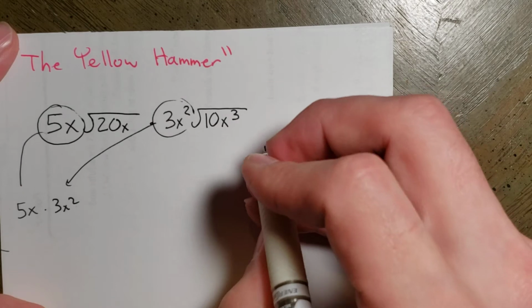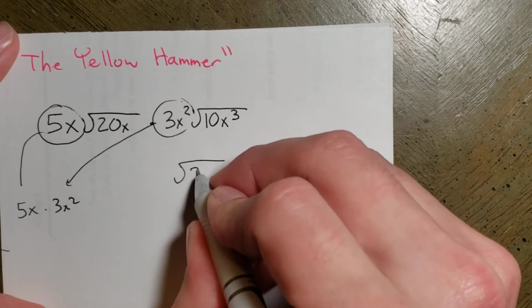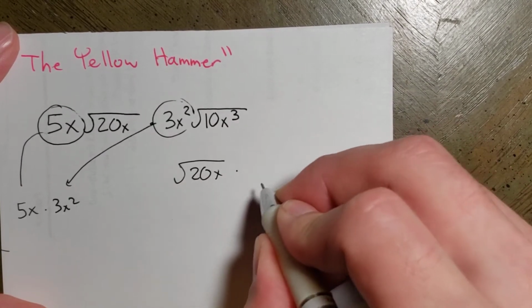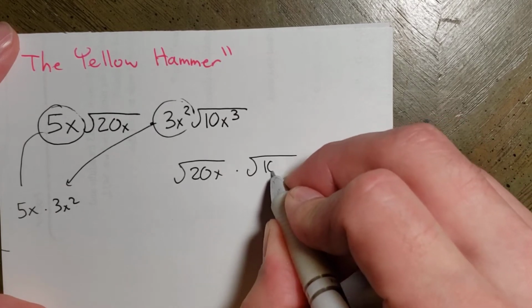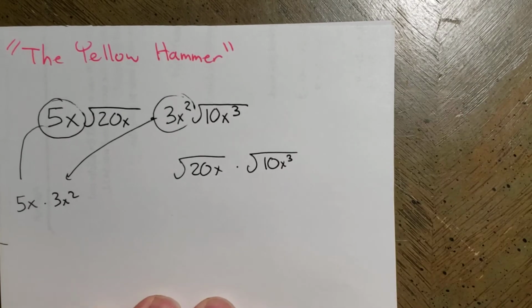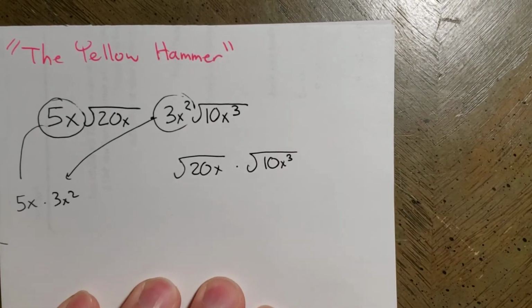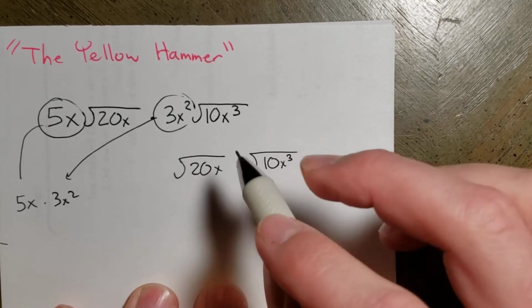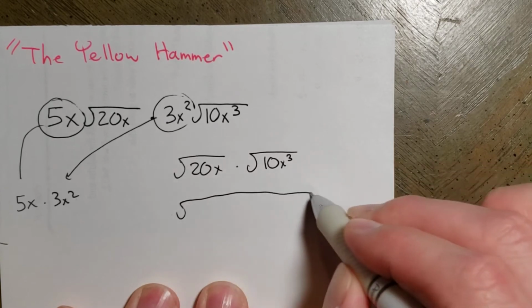The real trouble is this square root of 20x times this square root of 10x to the third power. Okay, that's where the real math is, all right? So we got to simplify this. Two things you can do. You can list it all under one big radical sign. It's not a bad idea.